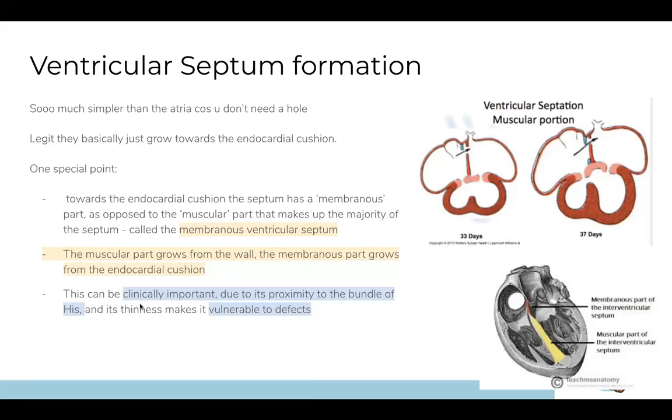I think the only clinical importance is that because the bundle of His, this bit is a lot thinner, so it's more vulnerable to defects, and that's pretty much it. Ventricular septum, easy, just grows. Then you can see here the muscular portion growing up and the endocardial portion growing down.